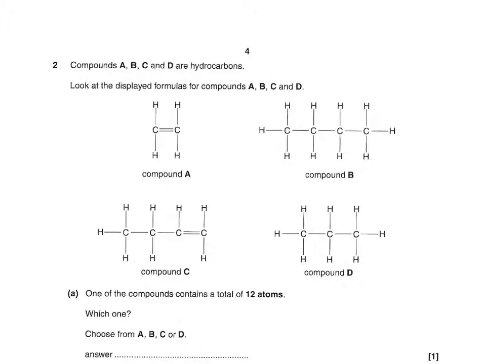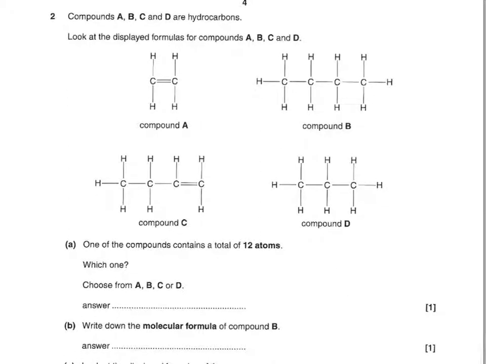So here are some displayed formulae for some compounds. The first question asks you to put a letter of the compound that has 12 atoms. Now atoms basically are the number of these letters. Okay, so how many of those letters? So the compound A has 1, 2, 3, 4, 5, 6 atoms, and so on. So the one that has 12 atoms is compound C, because there are 1, 2, 3, 4, 5, 6, 7, 8, 9, 10, 11, 12.